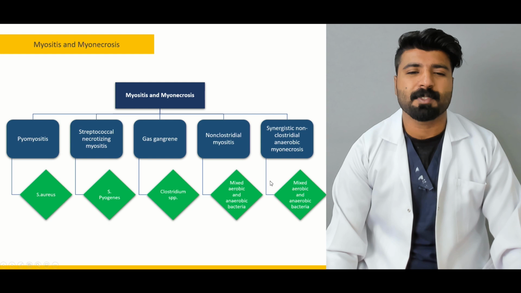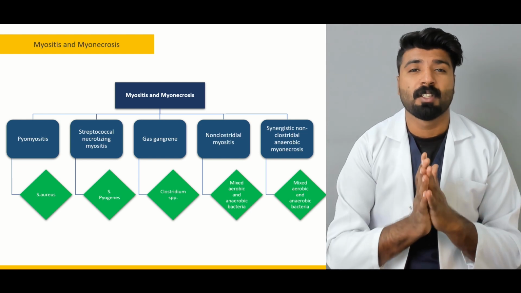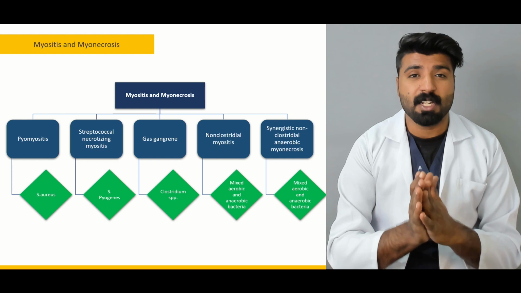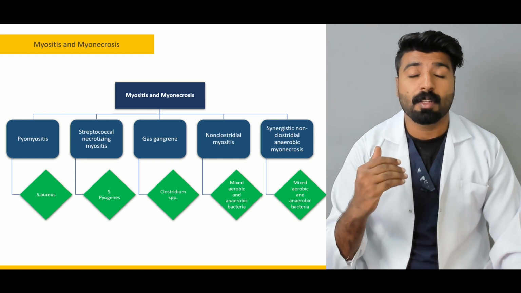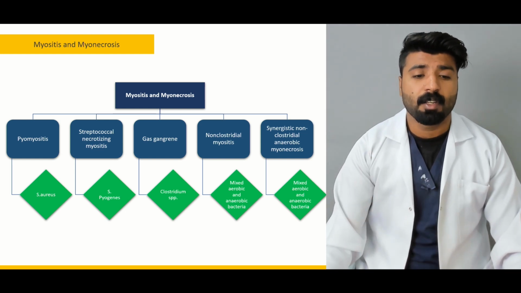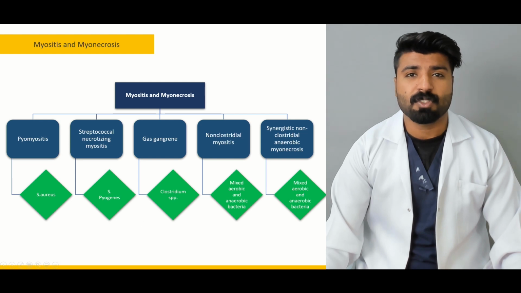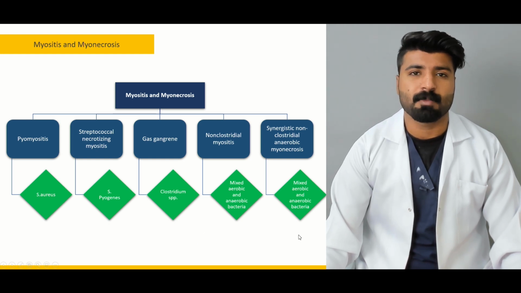So these are the subtypes and types of myositis and myonecrosis and different conditions which are caused by different kinds of organisms. So the basic organisms which involve the skin and the muscle are Staphylococcus aureus, Streptococcus pyogenes, Clostridium species, and mixed aerobic and anaerobic organisms or bacteria.